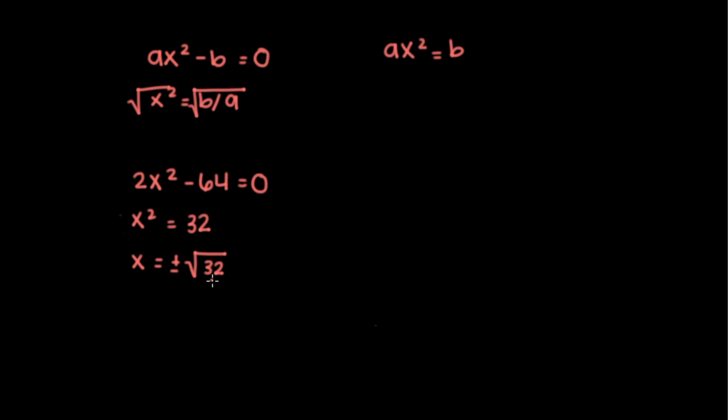If the constant is not a perfect square, leave the solutions in simplest radical form, unless there is a very good reason to use a decimal approximation. In this case, our final answer will be x is equal to plus or minus 4 square root 2.